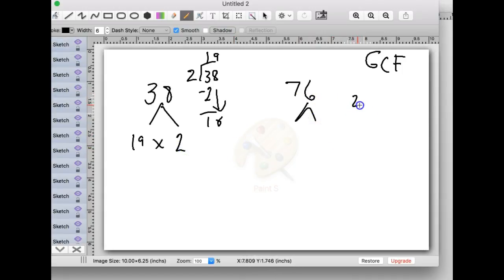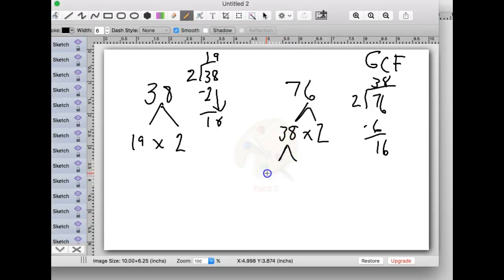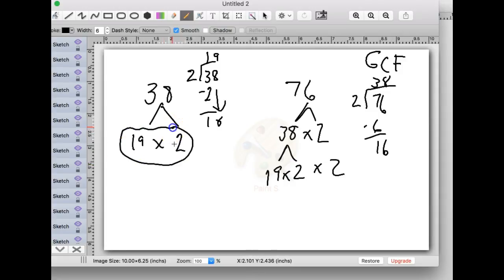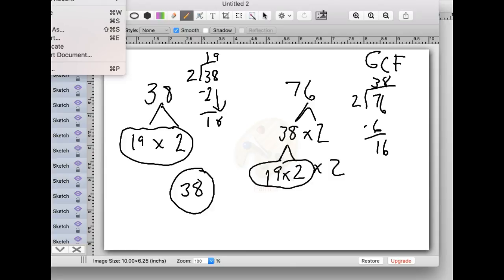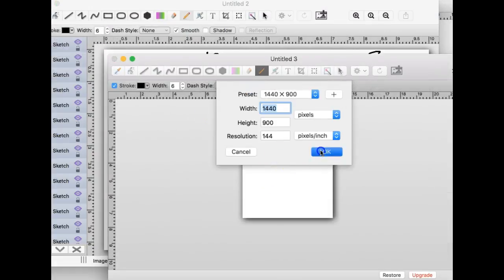76. What do I do? Well, I know it's even, so I can divide it by 2. That is 38. 38 times 2. Okay, and this is, again, we did this one, 19 times 2 times 2. What do they have in common? They have 19 times 2. So 19 times 2 is 38. There's my greatest common factor, 38.